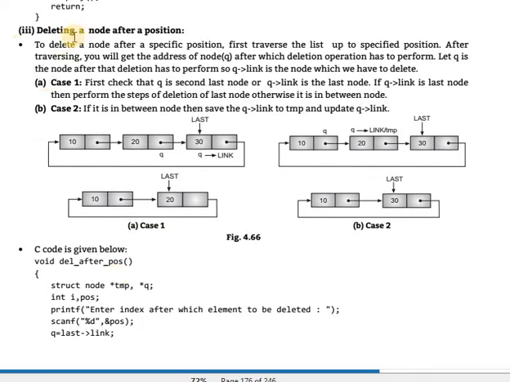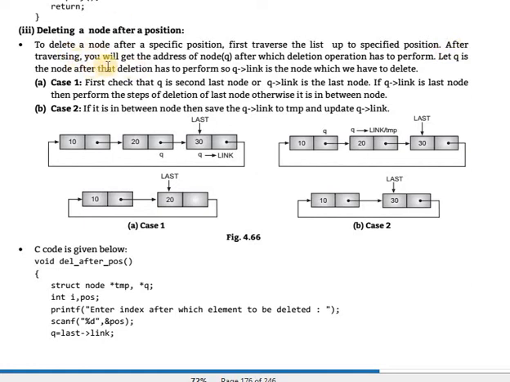Next, the third condition is deleting a node after a position. To delete a node after a specific position, first travel the list up to the specified position. Is this statement clear? Yes. When we delete at any specific position, first of all we travel up to that specified location or position.